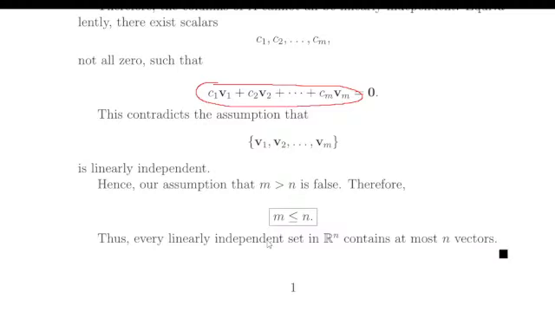which means that every linearly independent set in Rn contains at most n vectors. And so the key idea here is we assume independence. So we assume the set S of vectors is independent. Then we show that having too many vectors forces dependence, which contradicts the assumption. So the conclusion is that an independent set cannot have more than n vectors. And that completes the proof.